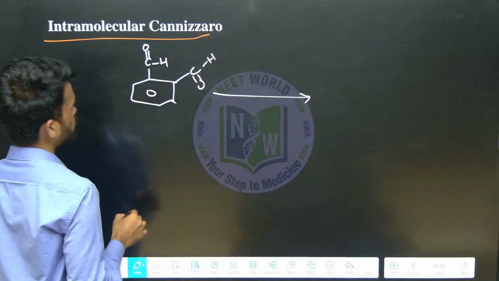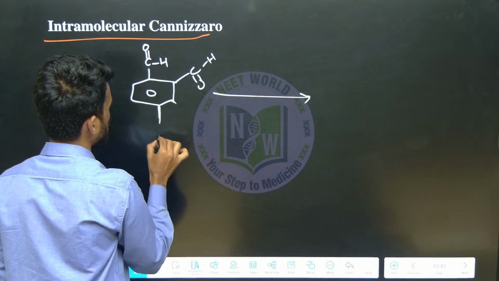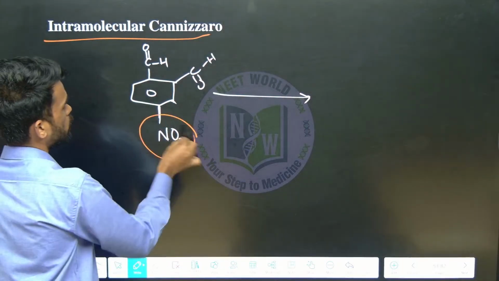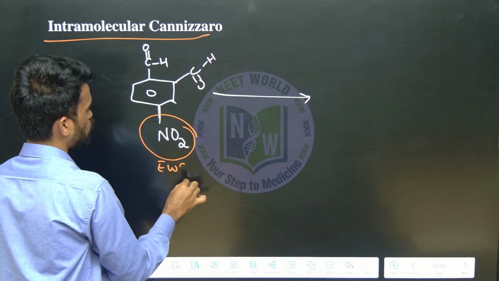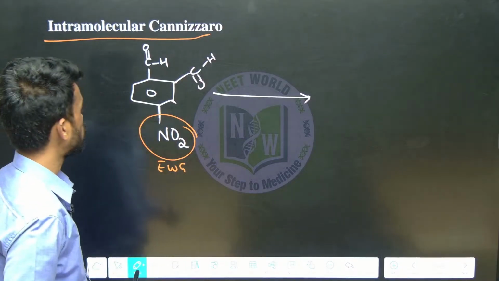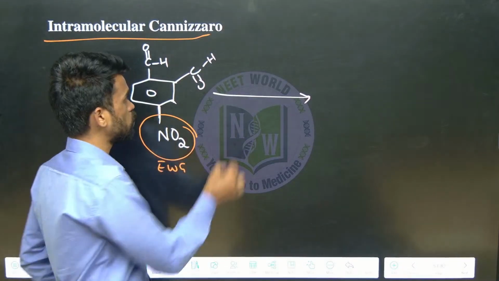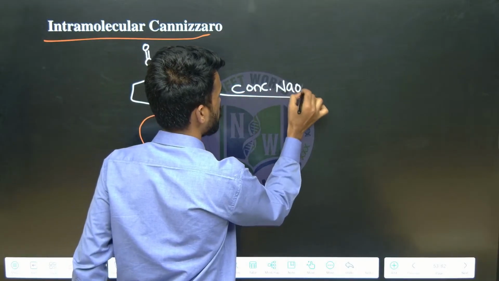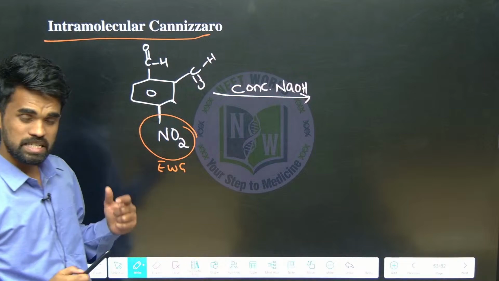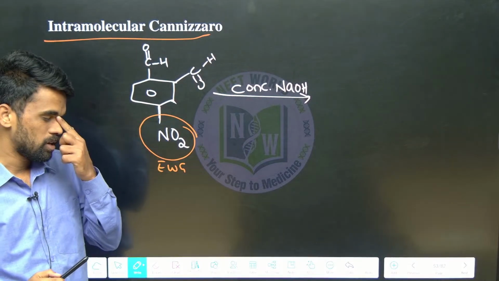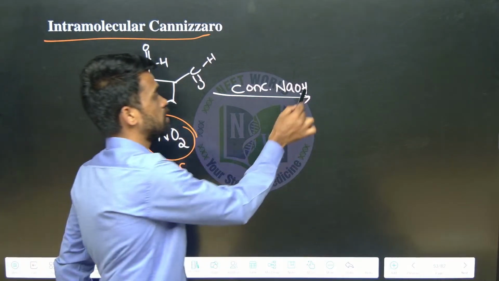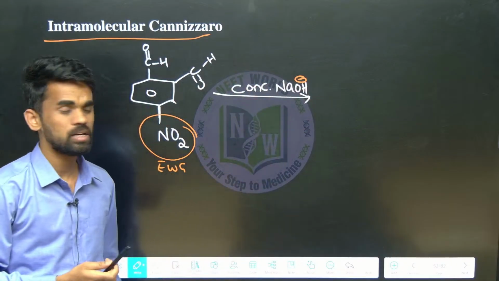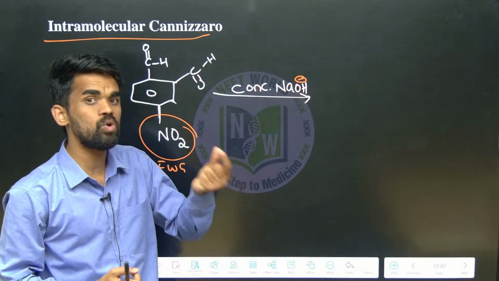Now here I am inserting one nitro group. We know the nitro group is an electron withdrawing group, a stronger electron withdrawing group, and we treat this with concentrated NaOH. Now tell me what happens. Just now in the cross Cannizzaro we discussed that the OH minus hydroxide ion will attack the more electron deficient site.